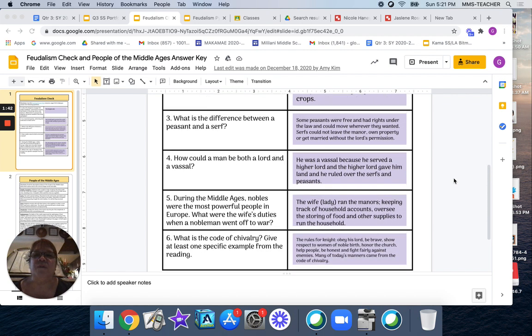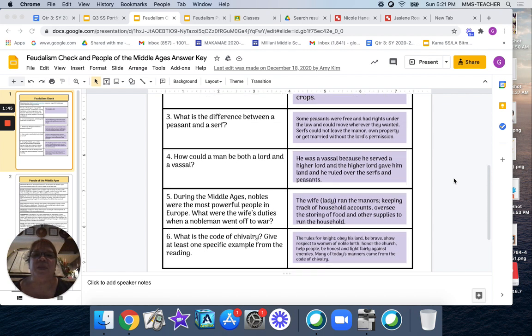Question number 4. How could a man be both a lord and a vassal? He was a vassal because he served a higher lord, and the higher lord gave him land, and he ruled over the serfs and peasants.